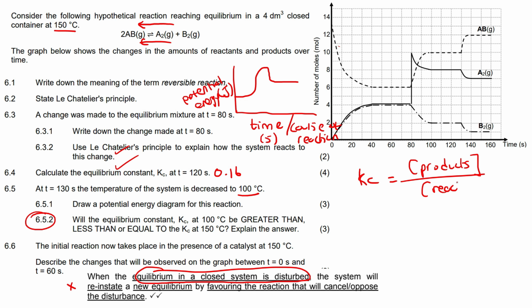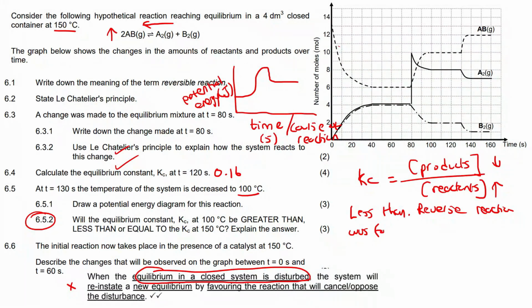Now, we said that the reverse reaction is going to be favored. So as you go in the reverse direction, what happens to the amount of this? It's going to start to increase, so these particles at the bottom are going to increase, and the amount of this is going to go down. Mathematically, if your numerator becomes smaller and your denominator becomes bigger, then the overall number becomes less. So we can say Kc at 100 will be less than, and then we just say reverse reaction was favored. And that's it.